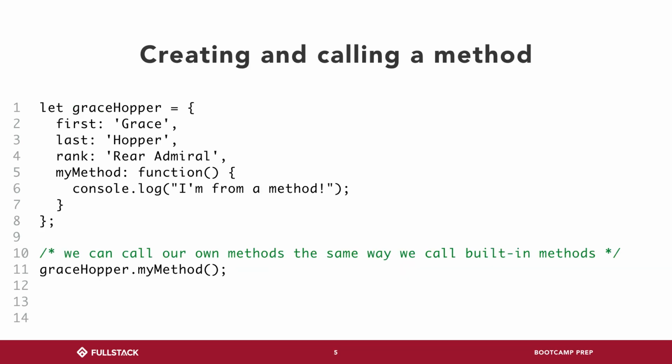So in this case, we made a property called myMethod, and its value is a function that when we log it out, it says, hey, I'm from a method. So on line 11, we call it like this. We select the object, which is just Grace Hopper. Then we say, hey, we want to go a level deeper. So we've got the dot. And then we specify the property name that we want, and it's hard-coded. We're saying we're looking for a property with the exact value, myMethod.